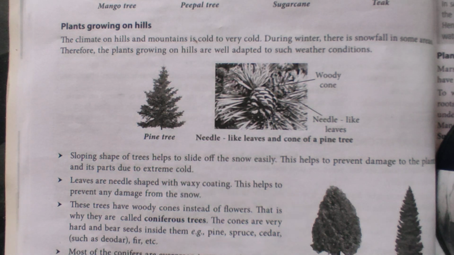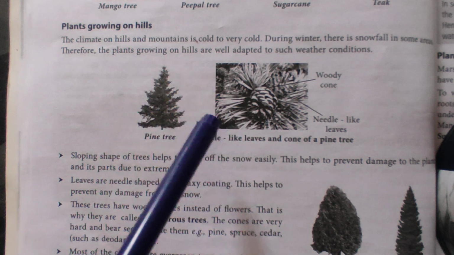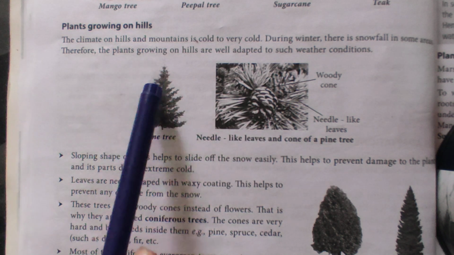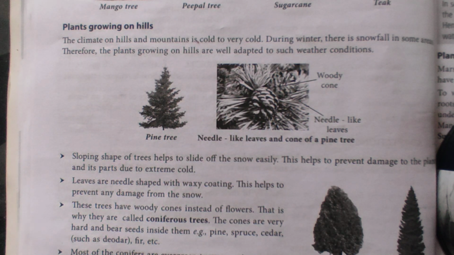So these trees like mango tree, peepal tree, sugarcane, teak, these are the examples. Now plants growing on hills. The climate on hills and mountains is cold to very cold. During winter there is snowfall in some areas. Therefore the plants growing on hills are well adapted to such weather conditions, because on hills there is much more cold.